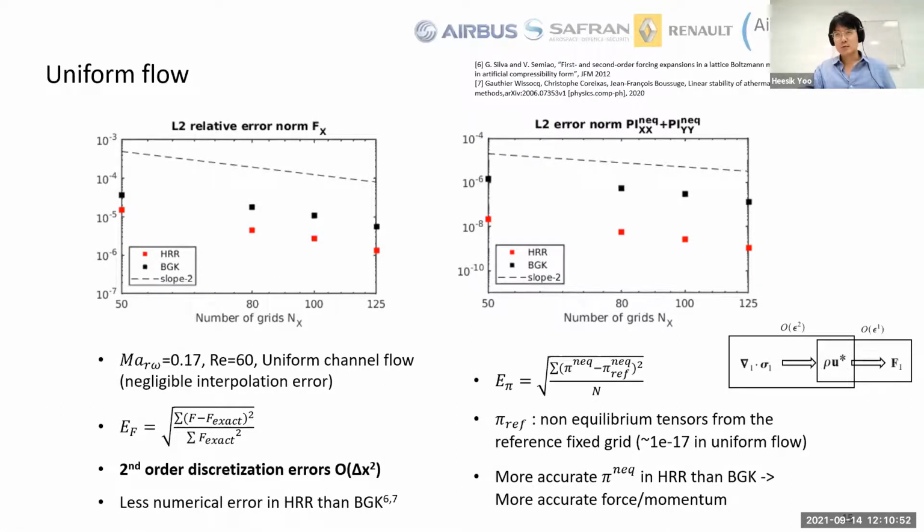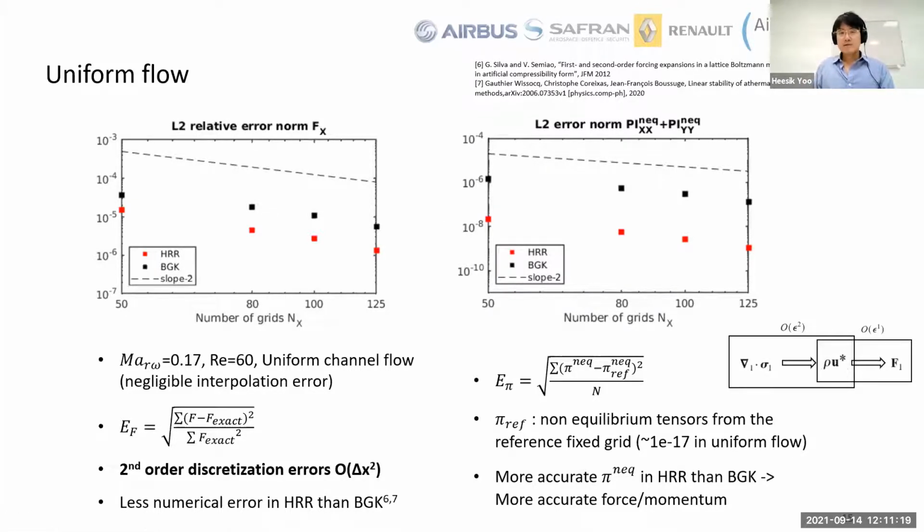And I want to remark one more thing. Here I also check the error of the non-equilibrium tensor. Since this test case is uniform flow, non-equilibrium tensors are supposed to be 0, because non-equilibrium tensors are shear stress. But as you can see, there are some values for the non-equilibrium tensor, and it means this is error coming from the overset scheme.